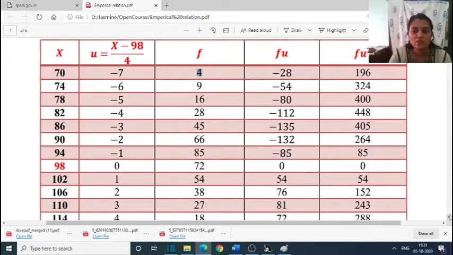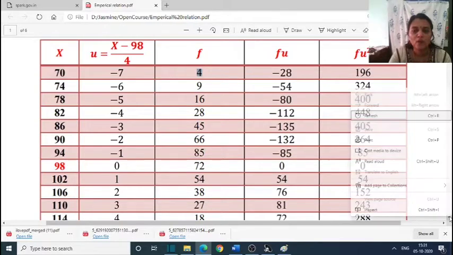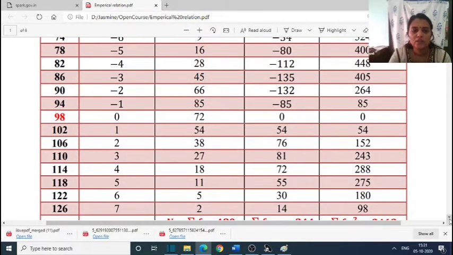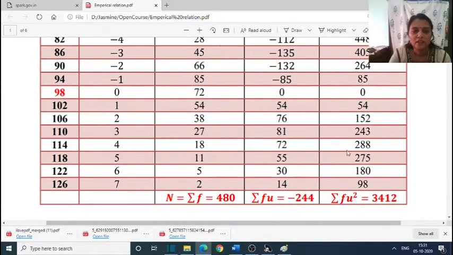0 into 72, 0. 1 into 54, 54. 2 into 38, 76. 3 into 27, 81. 4 into 18, 72. 5 into 11, 55. 6 into 5, 30. 7 into 2, 14. So we have sigma F is 480, sigma Fu is minus 244.